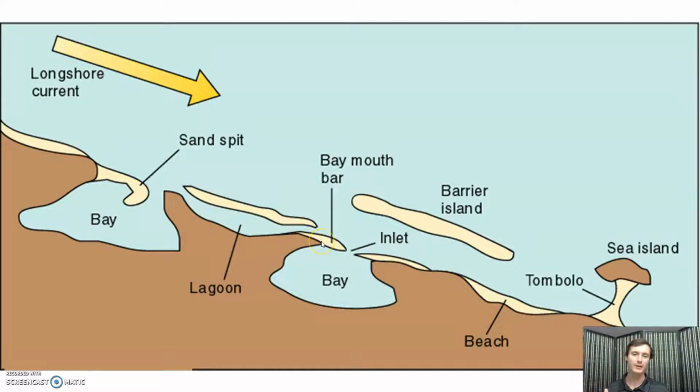We can have something that is called a bay mouth bar, a bar just being a pile of sand or sediment here, and because it's out the mouth of the bay, we call it a bay mouth bar. And we have our beaches, of course, as everybody knows. We have these features called sea islands and then tombolos that tend to connect them. So how do these form?